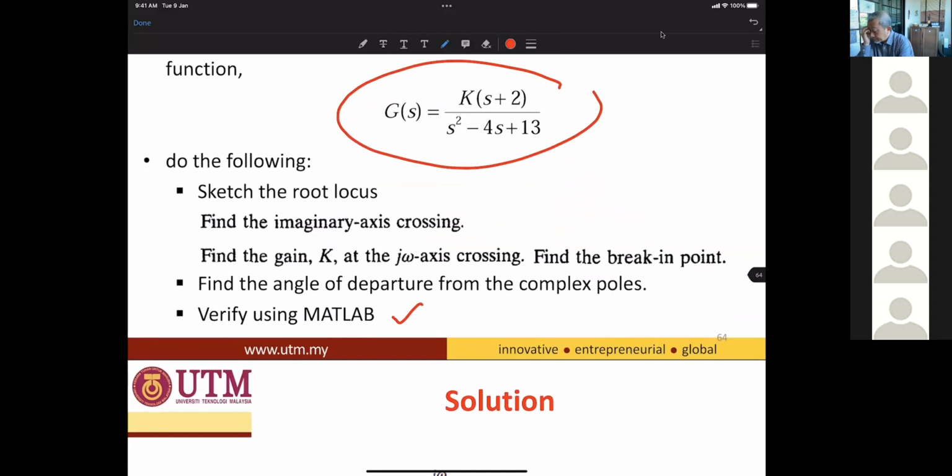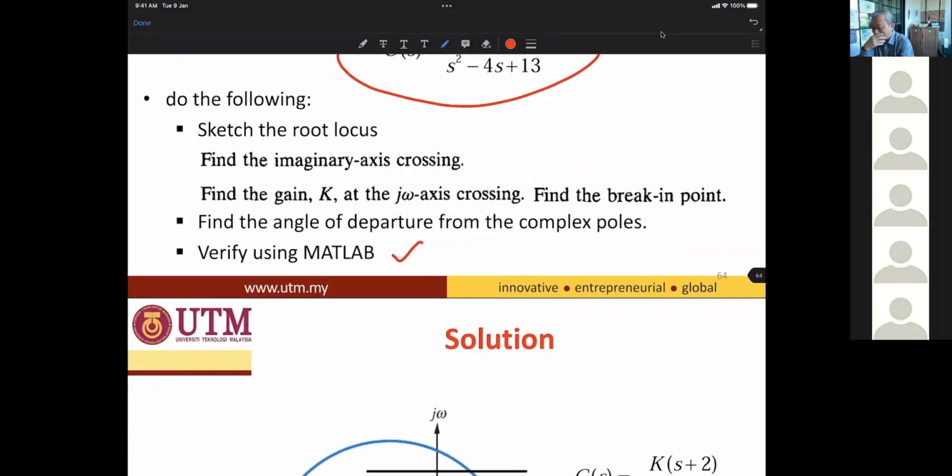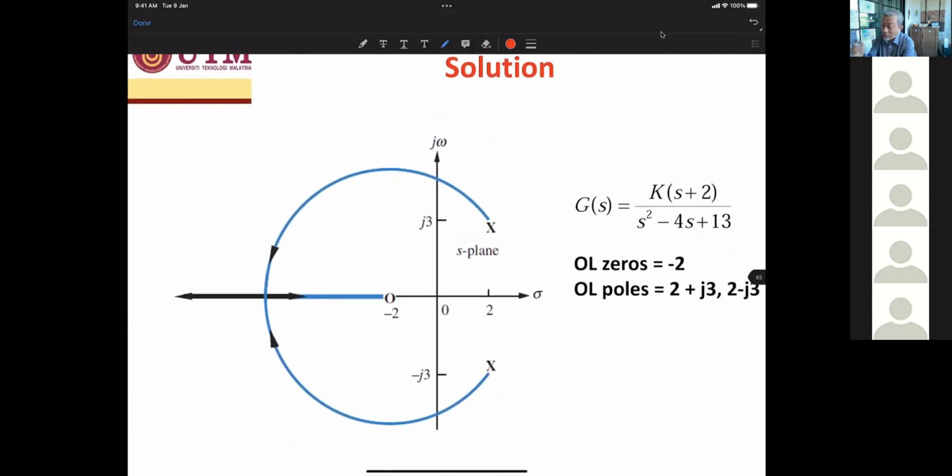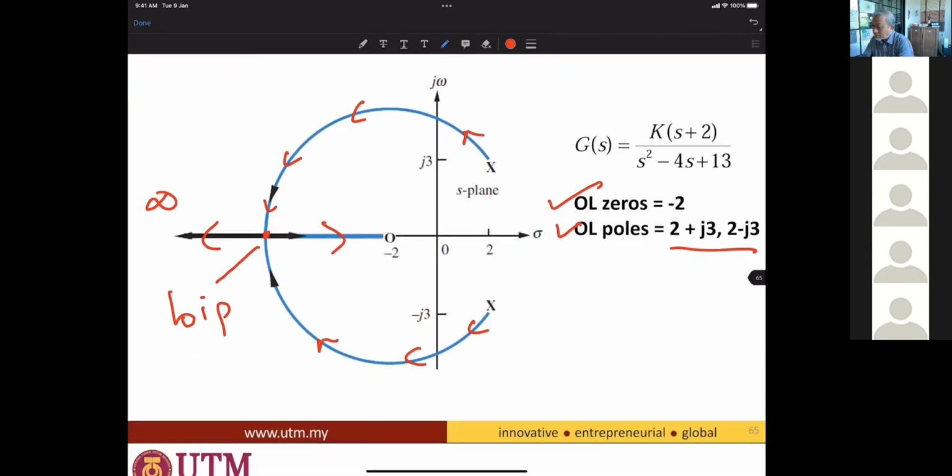Okay, can you see the slide, guys? So the solution is here. This is the plot. You can see that the locus starts from the poles, and then here is the break-in point. One branch ends at -2, and the other one ends at infinity. The open loop zero is -2, and the open loop poles are given here as -2 plus or minus j3.